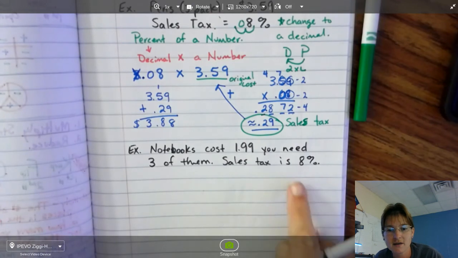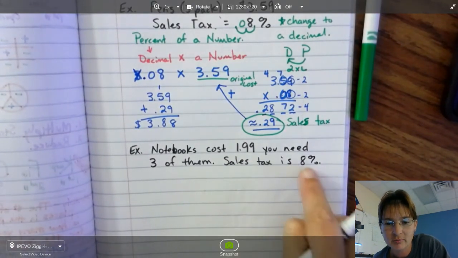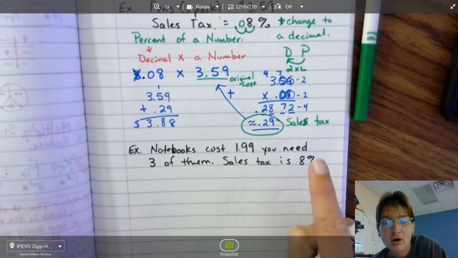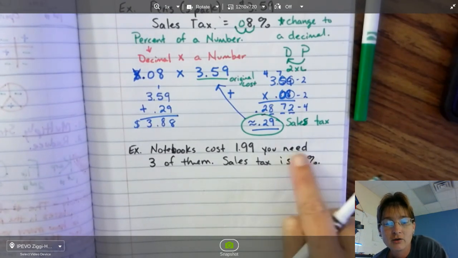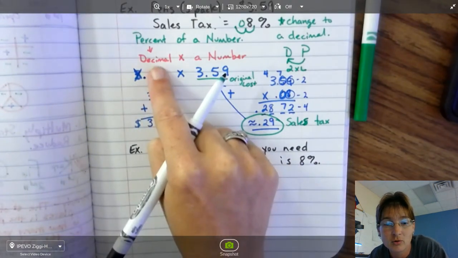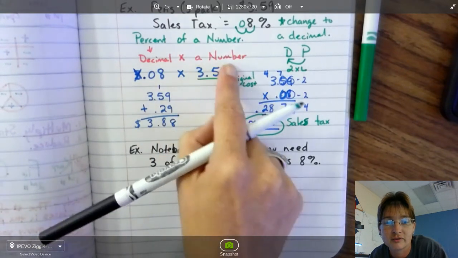Now, again, sales tax can change depending on your scenario, so please be careful. It's not always going to be 8%. It could be 7.5. It could be 8.5. Whatever the case may be, you always want to change this percent to a decimal, so that we're doing our percent of a number. We change it to a decimal of a number.